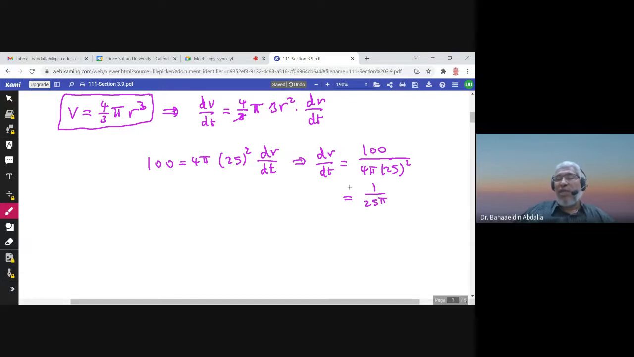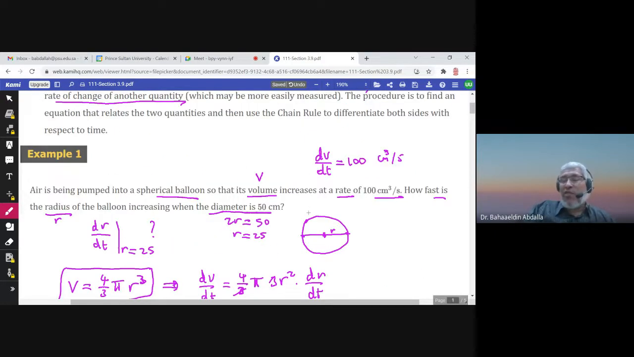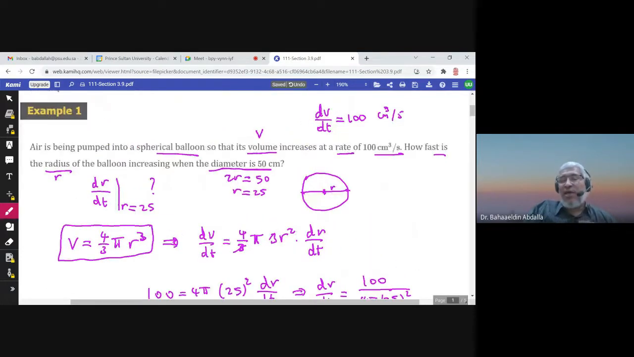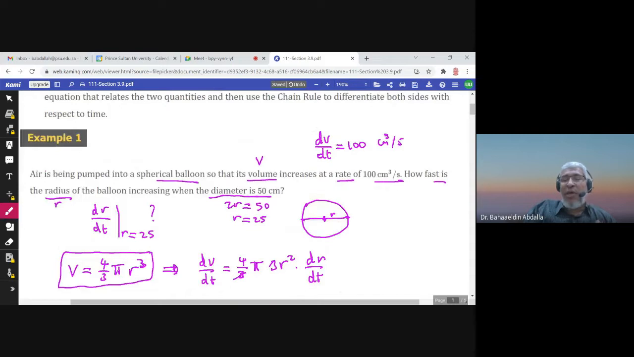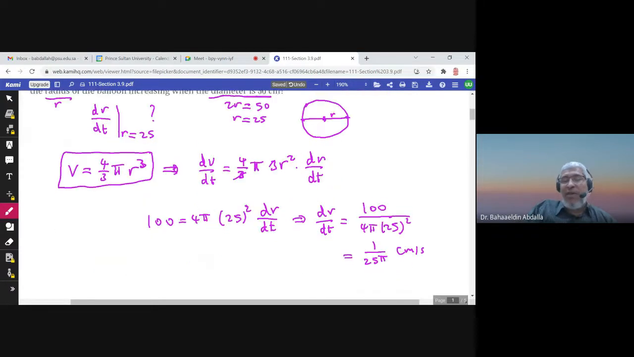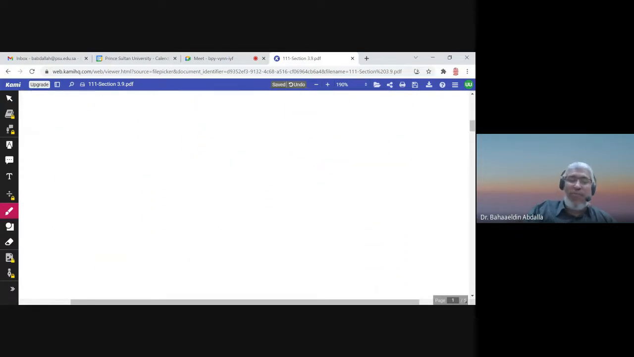So this is dr by dt, change of radius with respect to time, centimeter per second. Because dv by dt is centimeter cube, so dr by dt would be centimeter by second. This is the idea always, okay? We have dv by dt, dr by dt. We try to find an equation that relates them, and then we solve for the unknown.